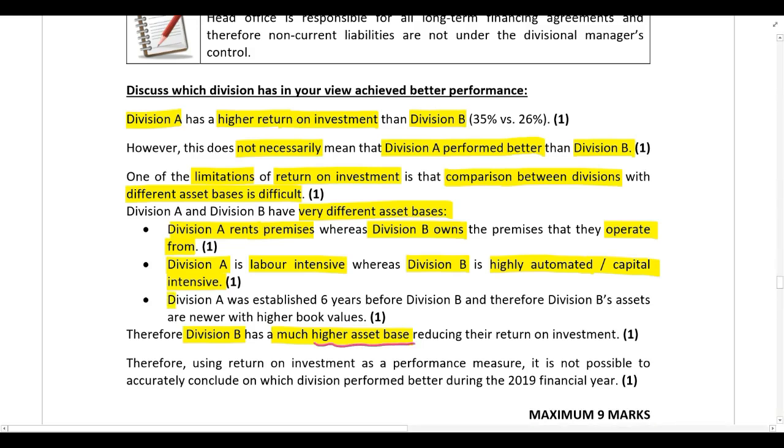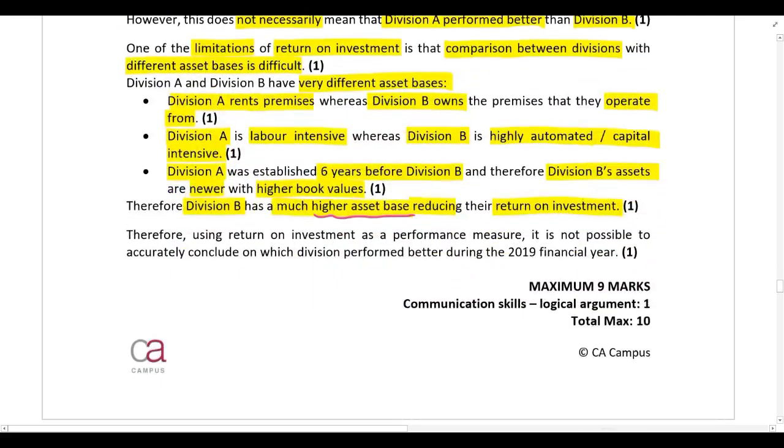We also know that Division A was established 6 years before Division B, and therefore Division B's assets are newer with higher book values. So because Division B has a much higher asset base, that is reducing their return on investment. So using return on investment as a performance measure, it is not possible to accurately conclude which division performed better during the 2019 financial year.